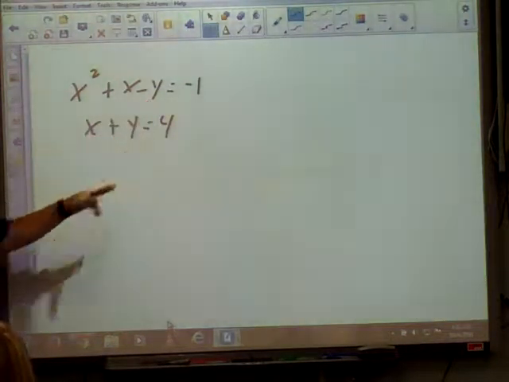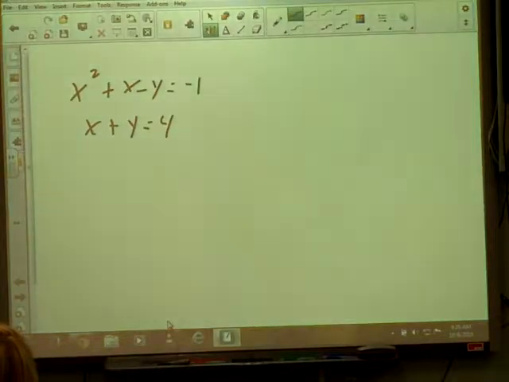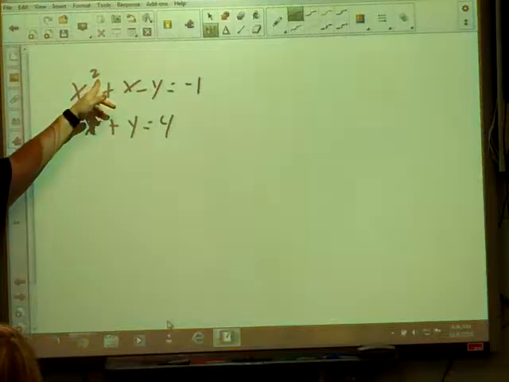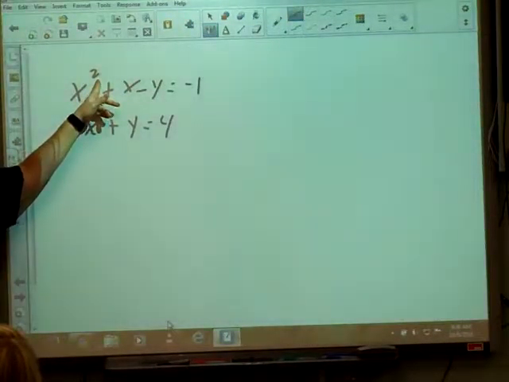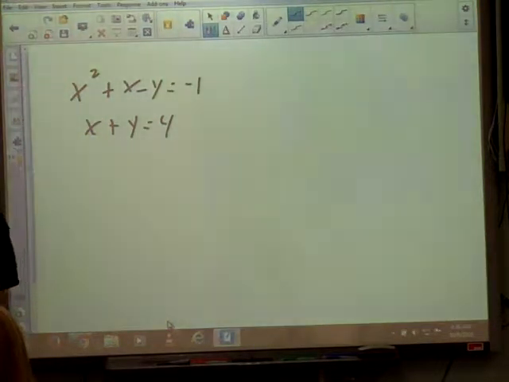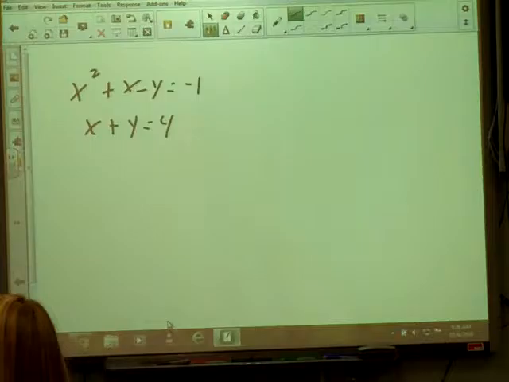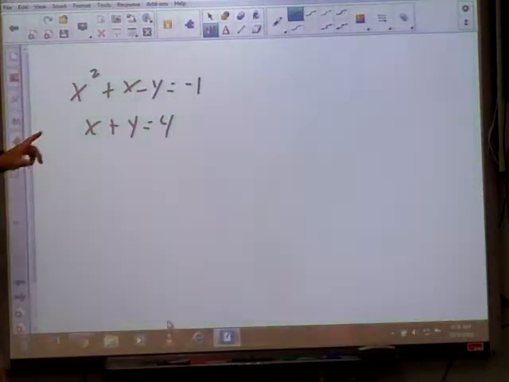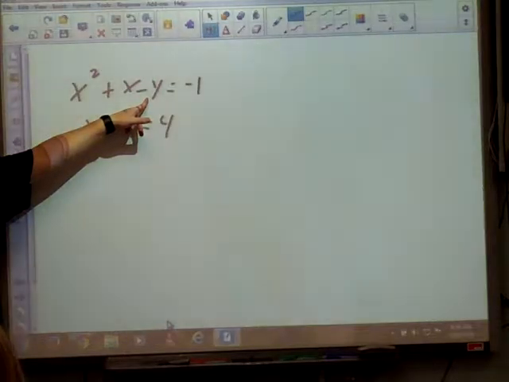The second one will be the easiest. It'll have the least amount of work. So do you want to get it to say x equals or y equals? When you decide on that, think about what you're going to do after that. If we solved it for y, it'd be 4 minus x, or you could flip that, negative x plus 4, same thing.